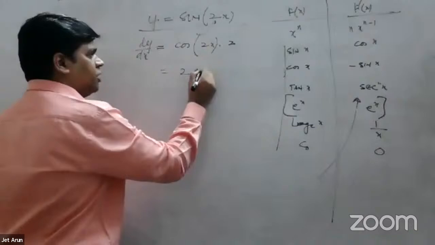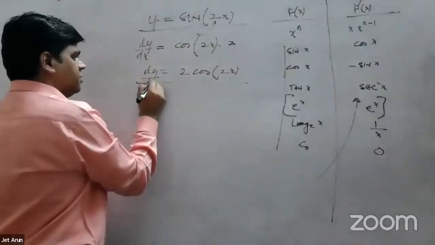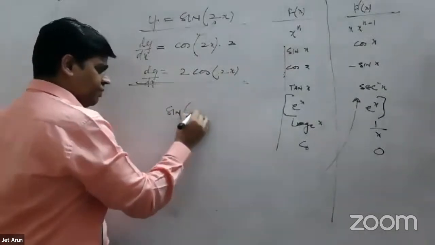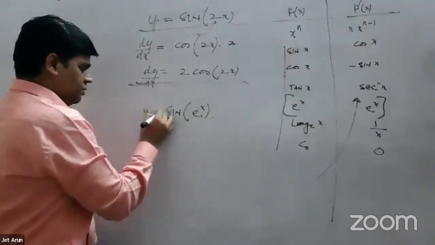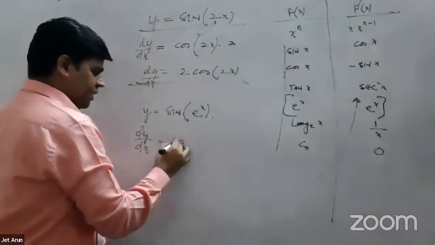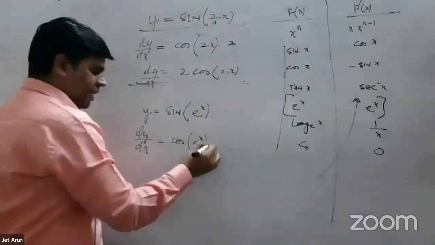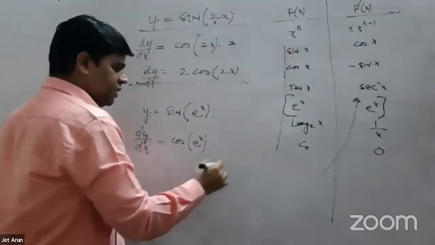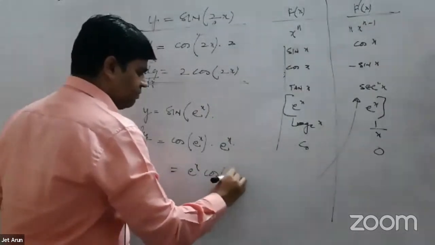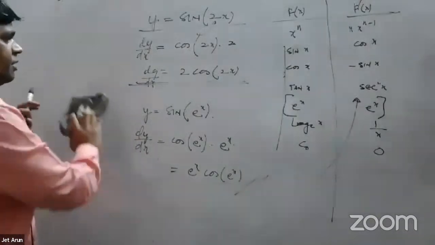Okay, now that becomes 2 cos 2x. So dy dx is 2 cos 2x. Now let us see sine of e power x. So dy dx would be, outer function is sine, derivative of that is cos. I write everything as it is. Times, I go inside the function. What is the inner function? E power x. Derivative of e power x is e power x. So that becomes e power x cos of e power x. That's the derivative.